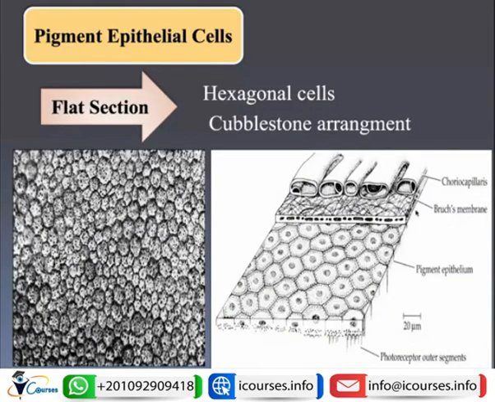Yes, that's right. It is the endothelium of the cornea. So the retinal pigment epithelium is hexagonal cells arranged in a cobblestone arrangement, as you can see here. So this is the choriocapillaris, and this is the Bruch's membrane, and here we can see the retinal pigment epithelium.